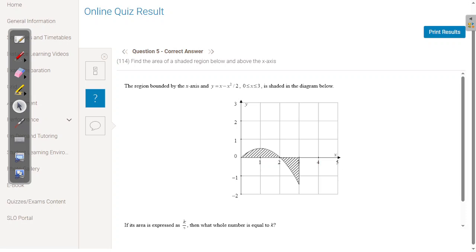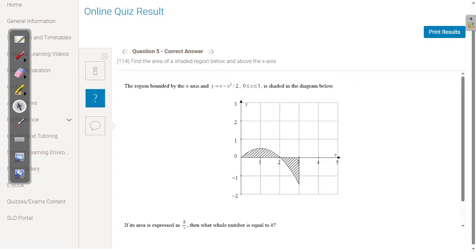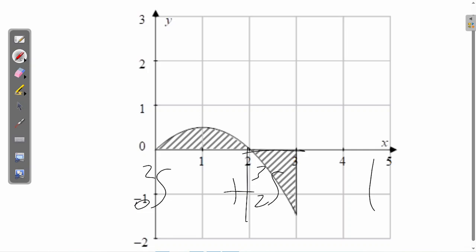Okay, so here they want the area, which is the shaded area. So we have this part and this part. So what we can do is we take the integral from 0 to 2 plus the integral from 2 to 3, but we put the absolute value on the 2 to 3 part. Why? Because it's negative.